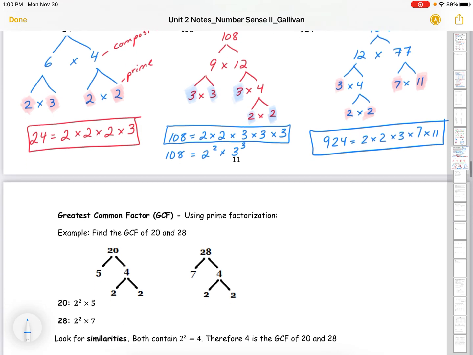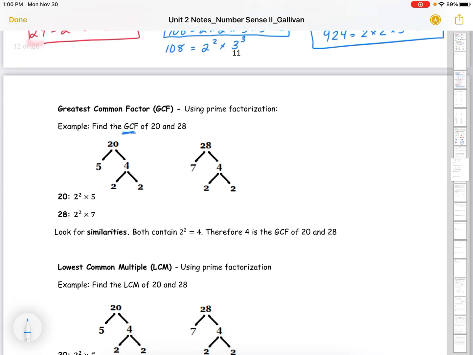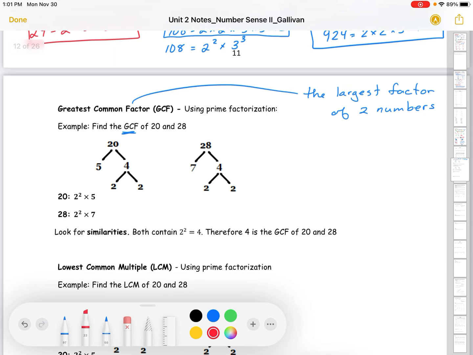Okay? Now, we can use prime factorization of two numbers to find our greatest common factor. And a greatest common factor is the largest number or the largest factor of two numbers. Okay, so what we do is we look at our prime factorization, and right here, we're looking for the GCF of 20 and 28. So what we do is we find what's common to both.